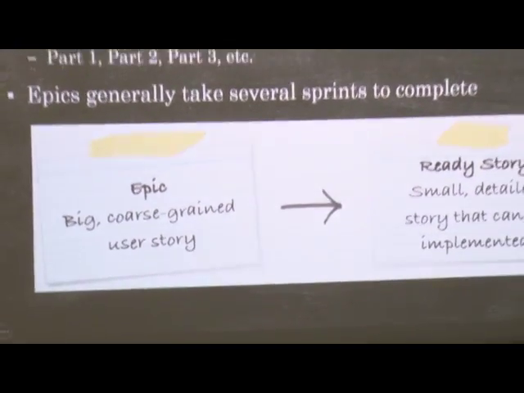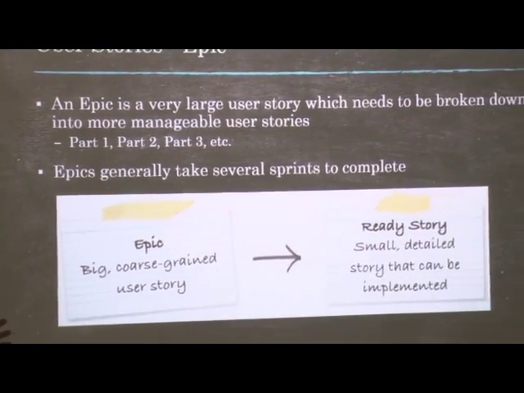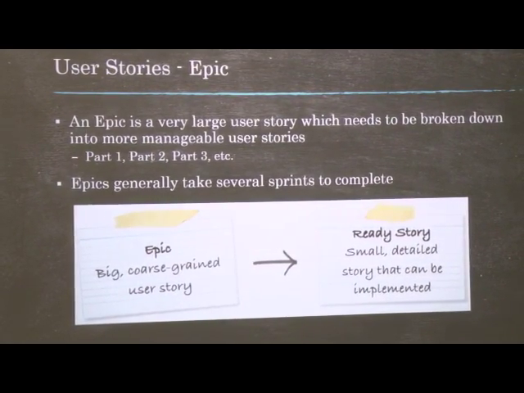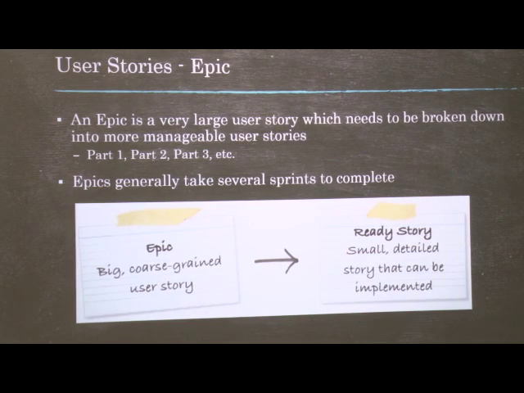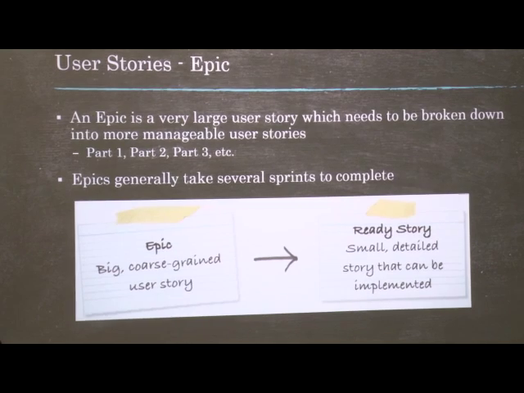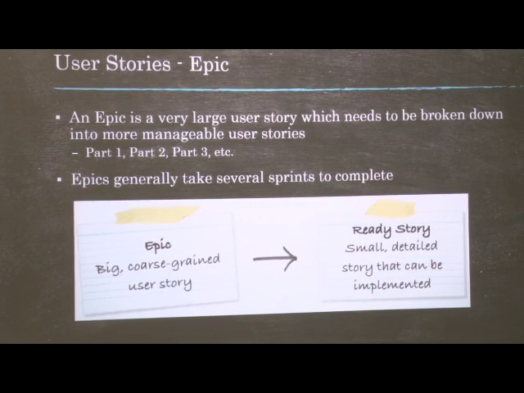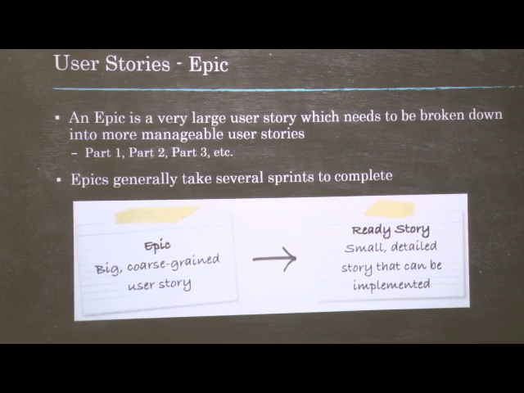Epics are also user stories, but they are much larger and need to be broken down into more manageable user stories. You can do this by putting them into parts 1, parts 2, or parts 3, or however many parts it takes in order to complete an epic user story. And they generally take several sprints in order to complete.